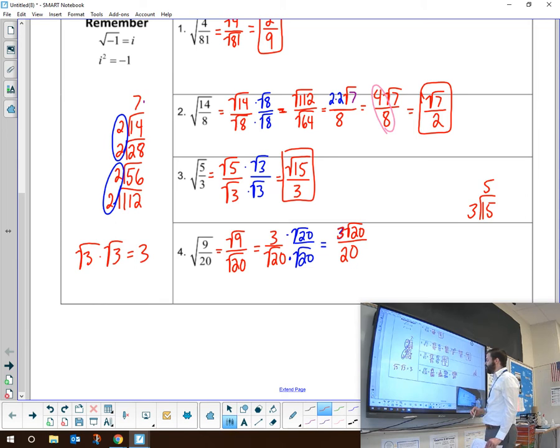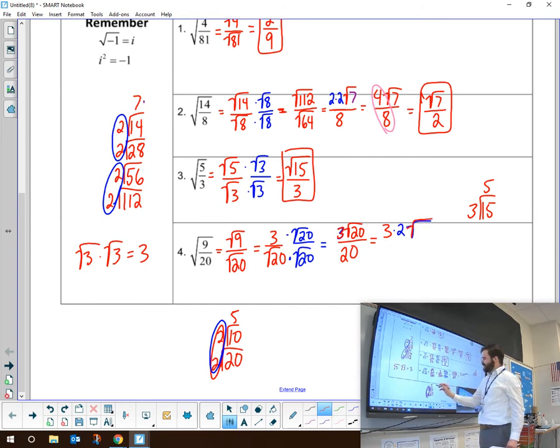Remember the square roots cancel whenever we multiply two of the same number together. All right, then we're going to take 20 and see if that simplifies. 20 divided by 2 is 10, divided by 2 is 5. So yeah, it does simplify. We can pull out a 2, right? And so we're going to have 3 times 2 square roots of whatever is left, and we have that 5 left over, over 20. 3 times 2 is 6. You have 6 square roots of 5 over 20.